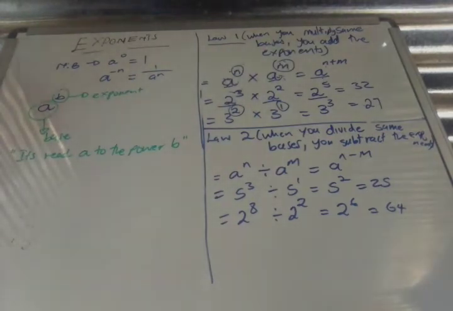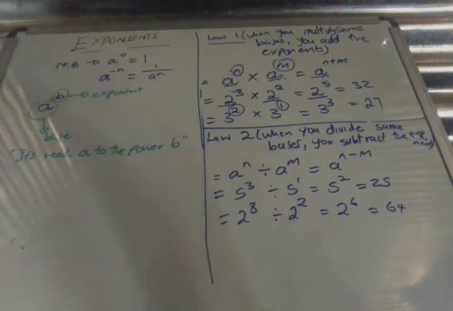So that is law 1 for us. It says when you multiply the same bases, you just add the exponents, which is what we did here. Let's go to the second law.